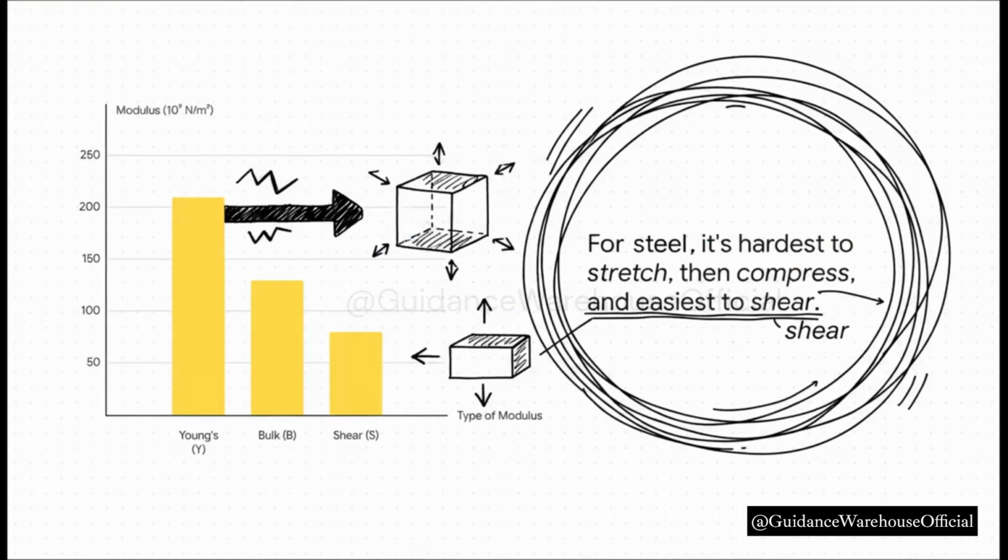In this chart, this does a fantastic job of showing that even a single material, like steel, responds completely differently to different kinds of stress. For steel, it's hardest to stretch it, then a bit easier to compress its volume, and easiest of all to shear it. Each modulus tells you a different part of that material's story.